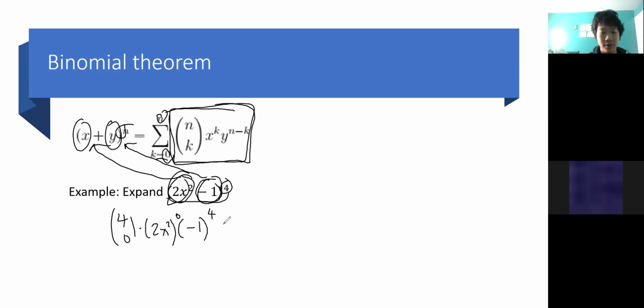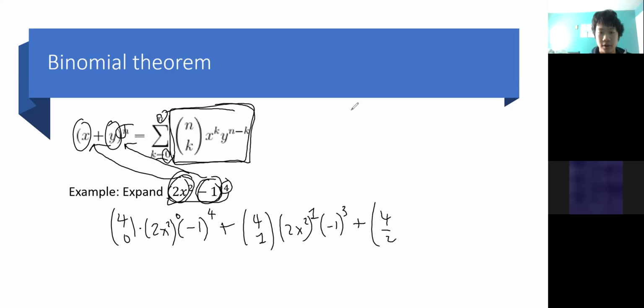Okay, now the next term, we'll move k up to 1. K is 1 now. What do we got? Oh, 4 choose 1. 2x squared to the 1, negative 1 to the 3. Right? So n minus k is 3 now. Now let's move k up again. K is 2 now. What do we have? 4 choose 2. Oh, that's a fraction now. 4 choose 2 times 2x squared to the second power times y to the second power. Well, remember y is negative 1.